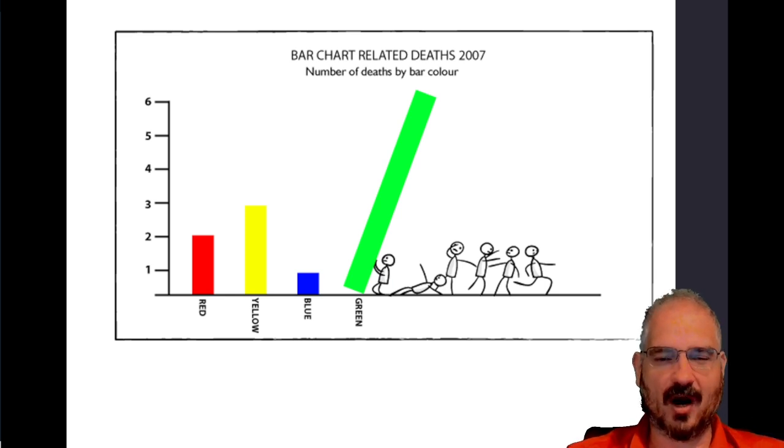And then here's one more bar chart, all about the number of bar chart related deaths, with obviously the largest one being in green because there's about to be a value of 6 bar chart related deaths as soon as that green one keeps falling over, right?